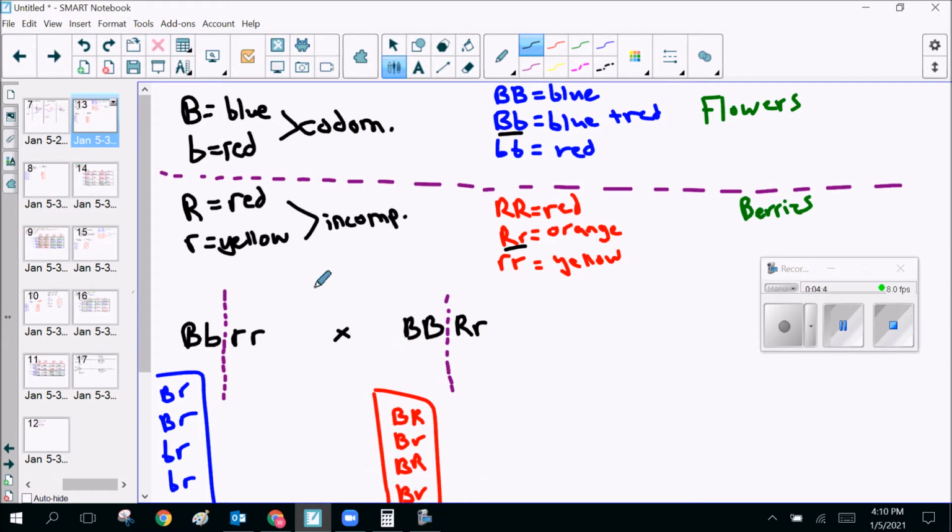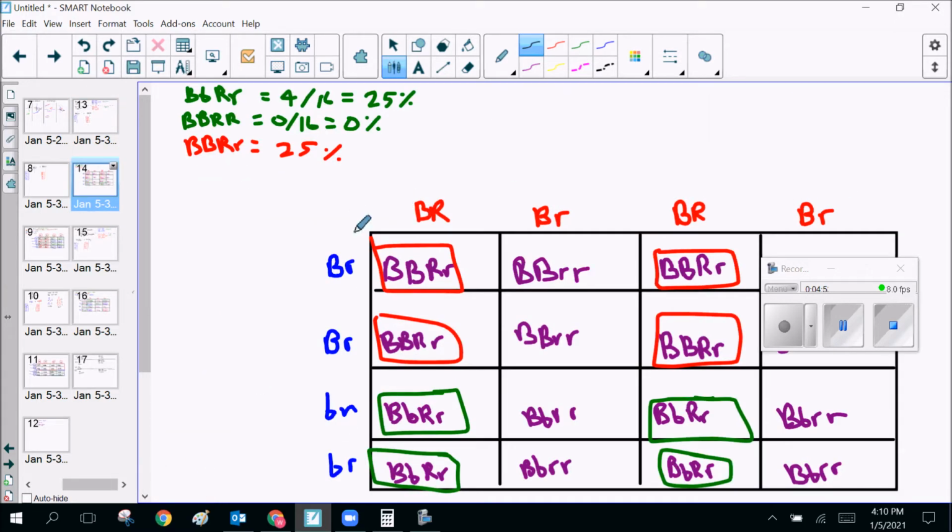Now, how do you tell which one is male or female? It doesn't matter. I've literally just randomized it. So this one could be female. It doesn't matter. But anyway, now that we have all the possible gametes that we could make, we're going to go ahead and put those onto a dihybrid cross.